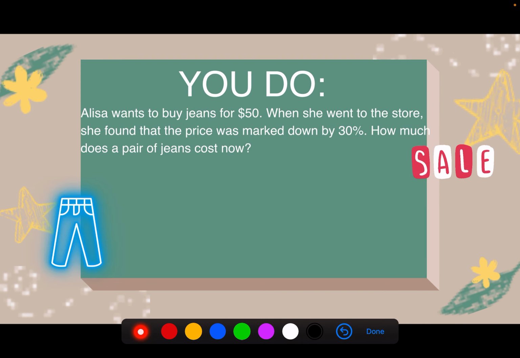All right. So this is your you do. You're doing this on your own. So I'm going to kind of help you set it up, and then you're off on your own. It says Alyssa wants to buy jeans for $50. When she went to the store, she found that the price was marked down by 30%. So marked down. How much does a pair of jeans cost? Okay, so we have to find our markdown price.